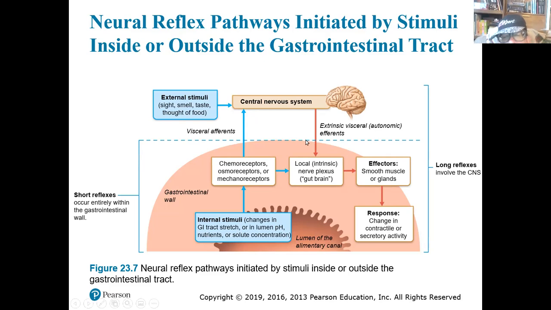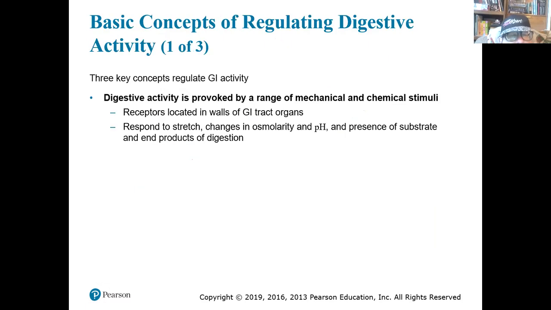Autonomic nervous system extrinsic controls sent from the brain go to the nerve plexus in the gut brain, and that will affect the smooth muscular glands. Okay, this is a flow chart. I don't particularly like this one. Moving on. So, three key concepts here.